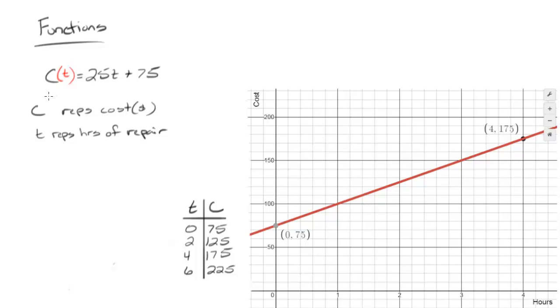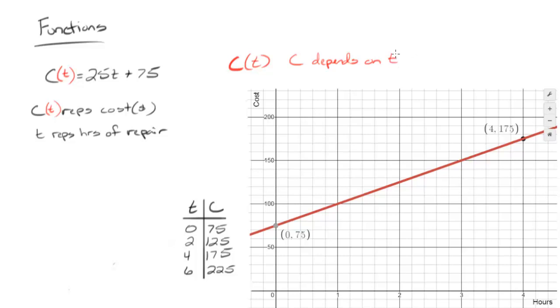So I'm just going to write c of t. What I'm doing here is I've now declared the variable dependence in this relationship. What this notation means, and first of all, this does not mean c times t. It's really, really important. If I write c of t, it means c, or the value of c, depends on the value of t.